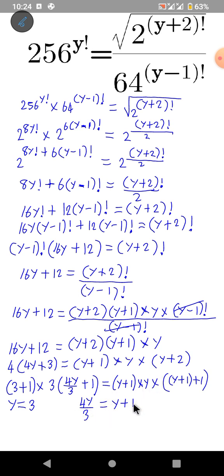So now from here I can see that I'll cross multiply. So we have 4y equal to 3 multiplied by y, that's 3y, plus 3 multiplied by 1, that's 3. Then from here I'll collect like terms. So we have 4y minus 3y equal to 3. Now 4y minus 3y will give us y. So from here I can simply say that y equals 3. So the solution for y in this expression is 3.